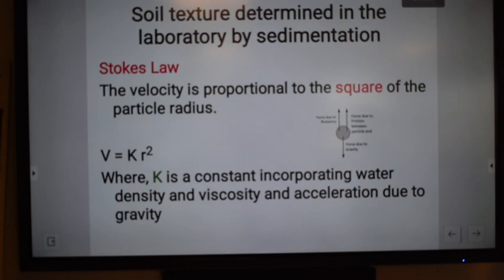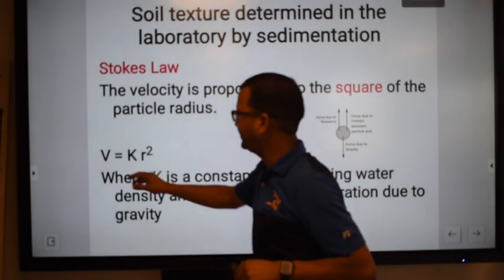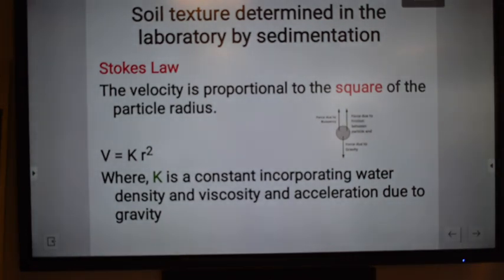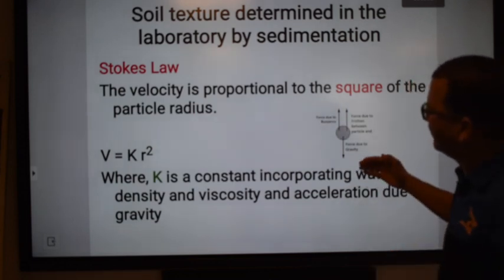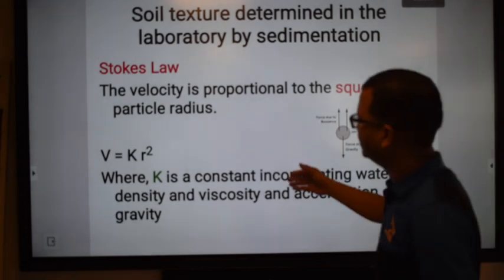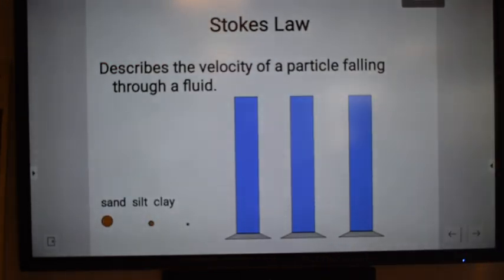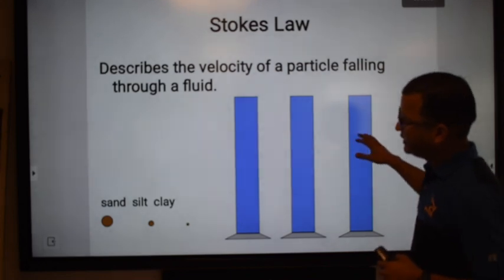Here is the equation for calculating the velocity of each individual particle. The velocity of each individual particle is proportional to the square of the particle radius. We all know that sand, silt, and clay particles have different diameters or radius sizes. Because of these differences, they settle down in liquid at different velocities or rates. That's what we are trying to capture in this lab, and you can see it in this picture.